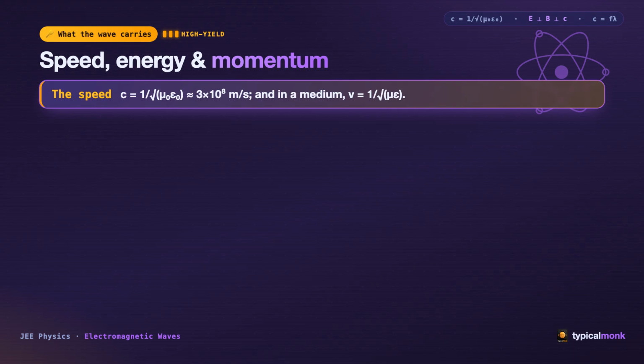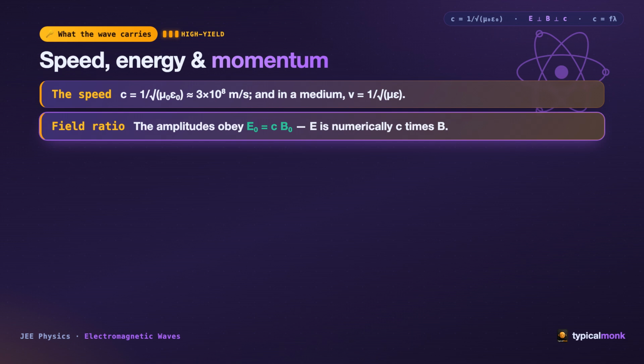The speed, c equals 1 over the square root of mu naught epsilon naught, which is about 3 times 10 to the 8 meters per second, and in a medium, v equals 1 over the root of mu epsilon. The field ratio. The amplitudes obey E naught equals c times B naught. So E is numerically c times larger than B.